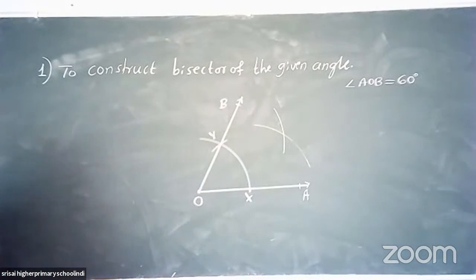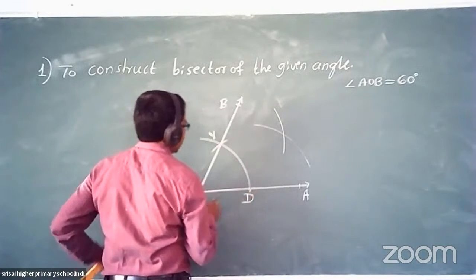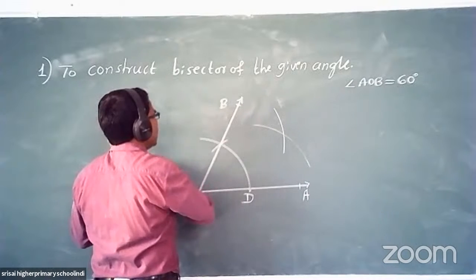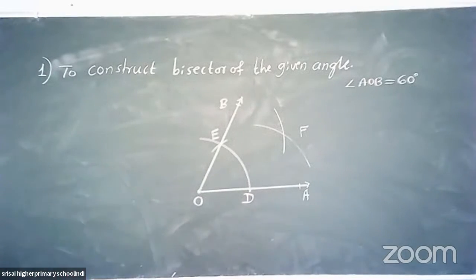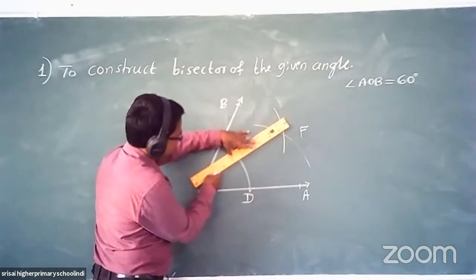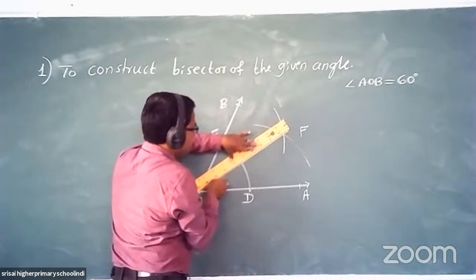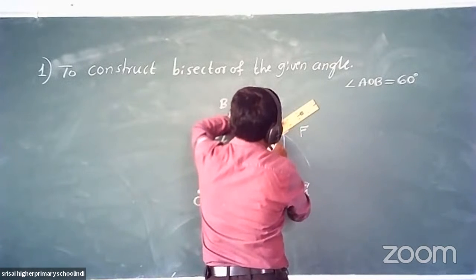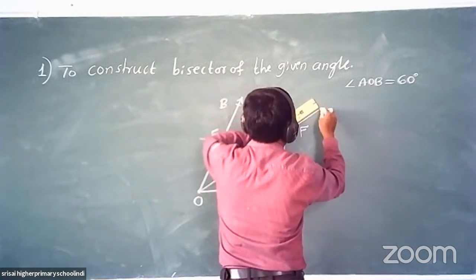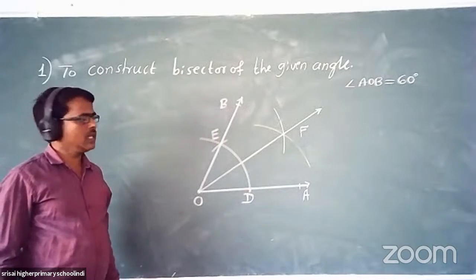In your textbook, they have given the points D, E, F. So I'll give the same points, so that you will understand while using the textbook. This is D, this is E, and this is F. Now join F and O. Join OF and increase its length. Now OF is the angle bisector.